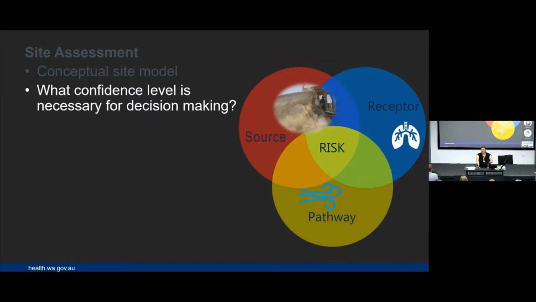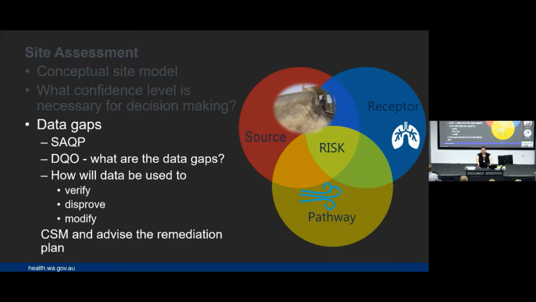So you need to know what you're going to do, or have an idea of what you're going to do with the site in order to decide what your sampling plan is. And your sampling plan should be addressing those data gaps. And ultimately what you're saying is, how will we use this data that we collect during our sampling to either verify, disprove or modify the conceptual site model that we've developed?